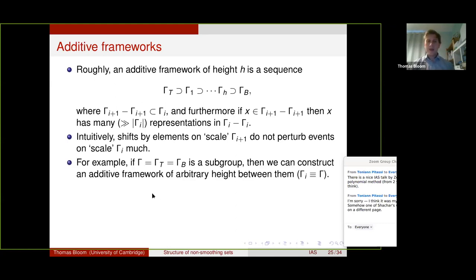So here's a couple of examples. If gamma is a subgroup, I can just take gamma T to be equal to gamma B, and I can construct an additive framework of arbitrary height because I can just take all the levels to be the same gamma. So I don't need there to be a gap between them. The point is gamma minus gamma is equal to gamma. It's a subgroup, and shifts on level gamma by things in gamma don't change it because it's a subgroup.